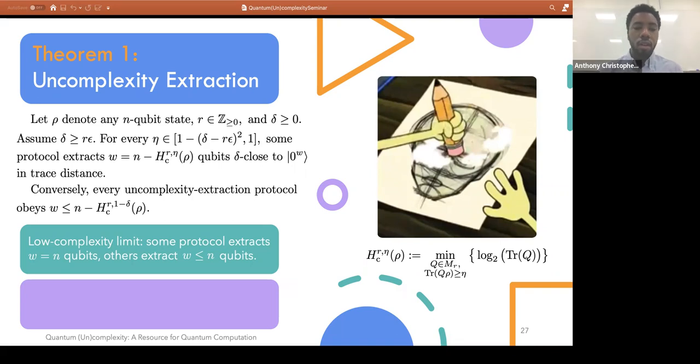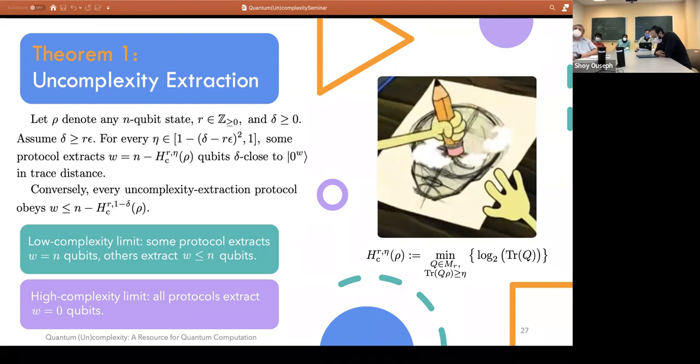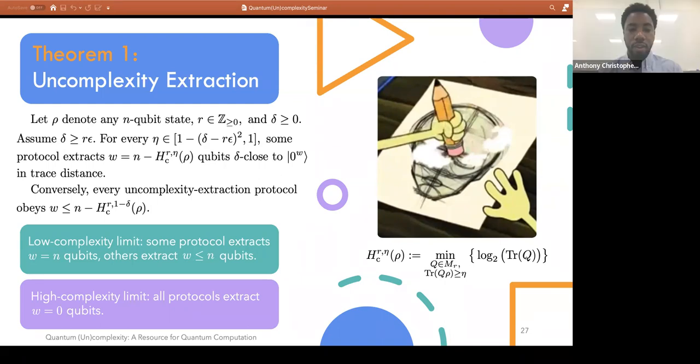And in the high complexity limit, we see that the complexity entropy is equal to n. And so here in the statement of the optimal extraction protocol, W will just equal 0. In other words, the best we could do is extract 0 qubits. So all protocols extract 0 qubits.